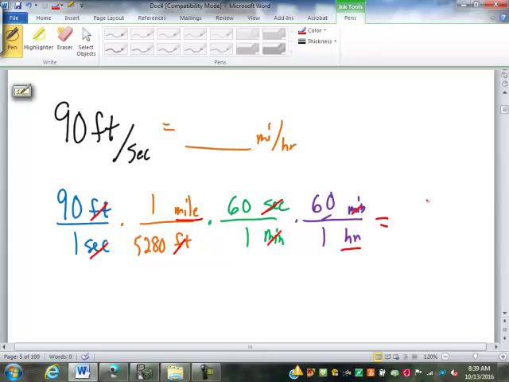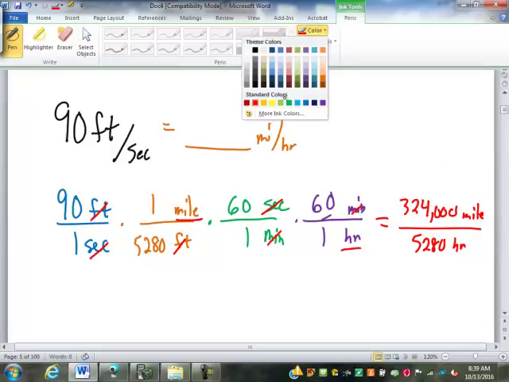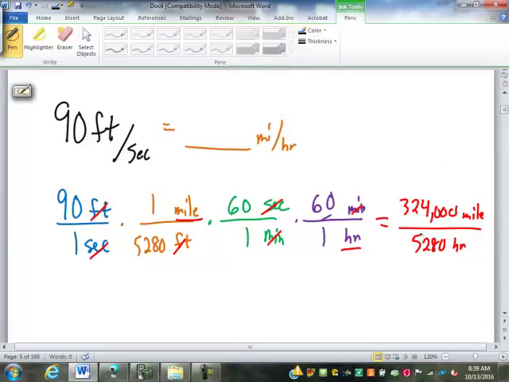90 times 60 times 60 is what? 324,000, I believe. Miles over 1 times 5280 times 1 times 1 is 5,280 hours. Yes? So we divide that out. 324,000 divided by 5,280. 61.36 miles per hour. I'm pretty sure I can still throw that fast. It might take me a while to warm up. Pretty sure I can hit 60 miles an hour.